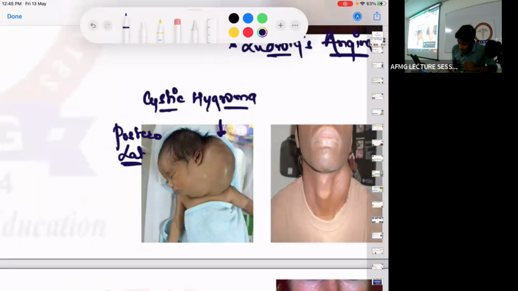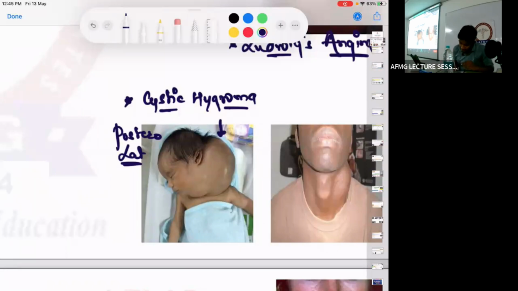And cystic hygroma is due to a defect in the lymphatic system. Okay, if the lymphatic system is not properly formed, then there would be accumulation of lymph in the posterior triangle of the neck, which is called cystic hygroma.